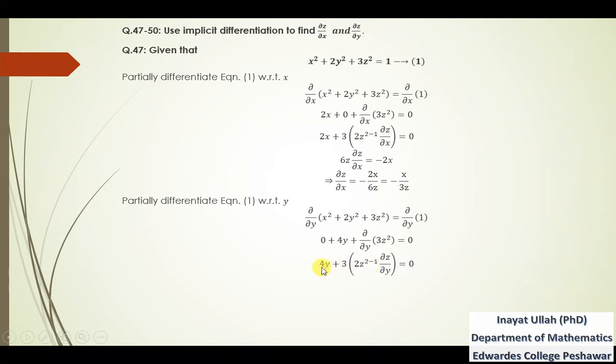Shifting 4y towards the right side, so that is minus 4y, 3 2s are 6, z power 1 del z del y. Shifting 4y towards the right side and dividing by 6z to get del z del y is equal to minus 4y by 6z. 2 2s are 4, 2 3s are 6, so that is del z del y.